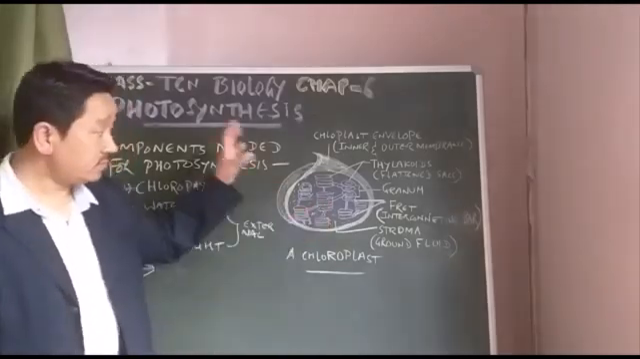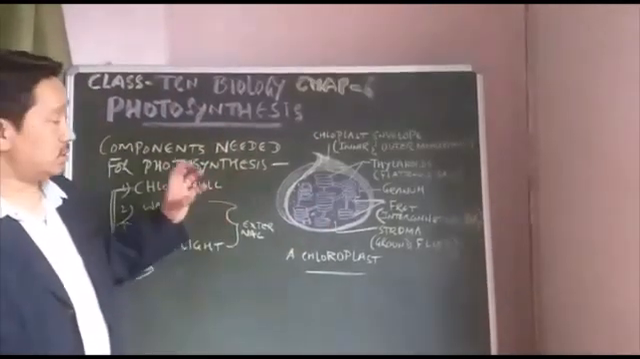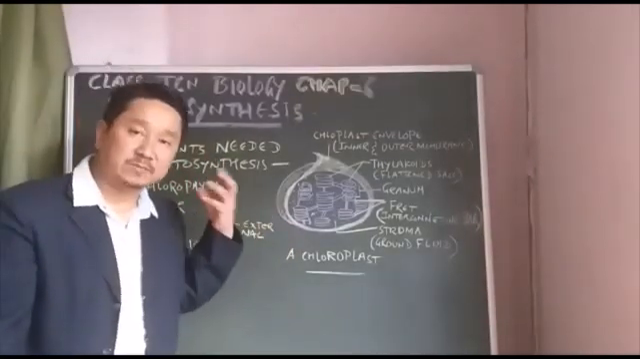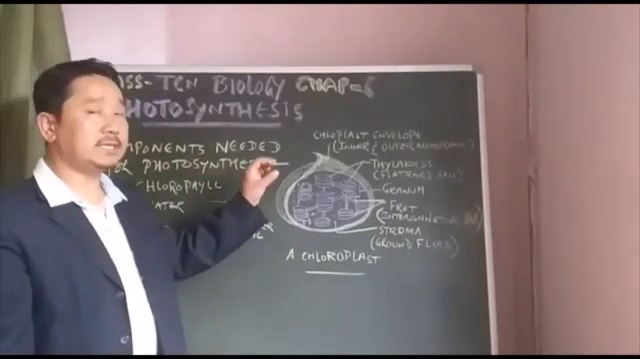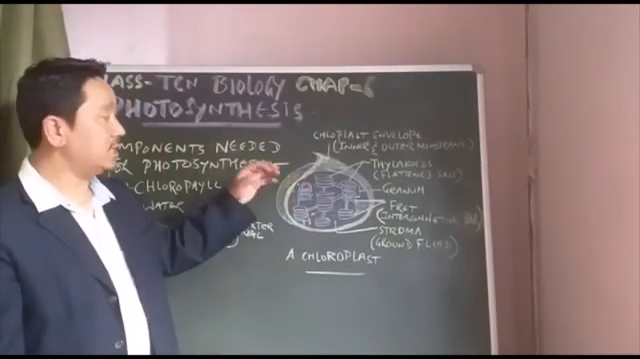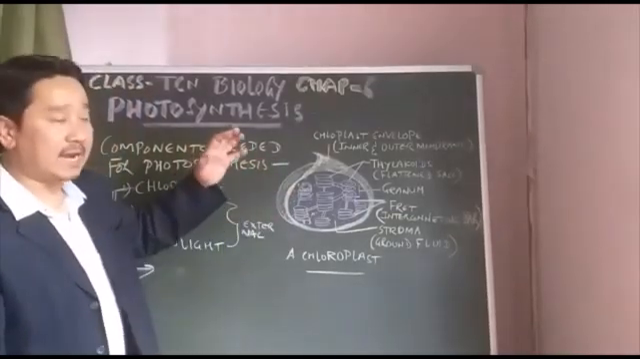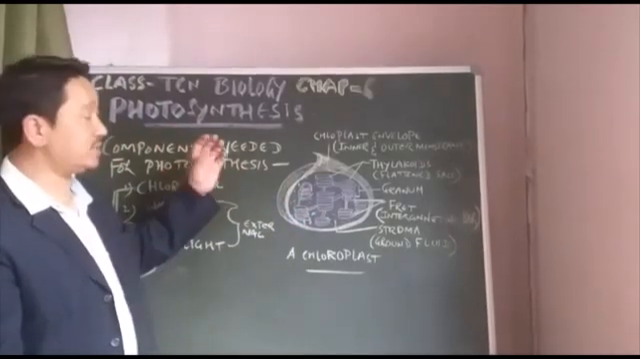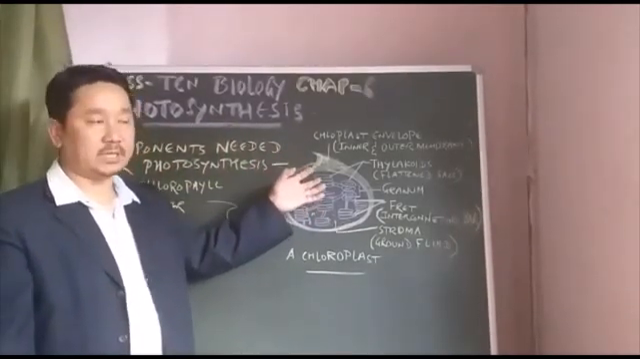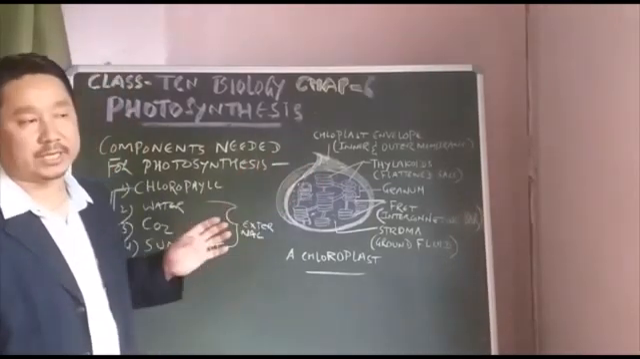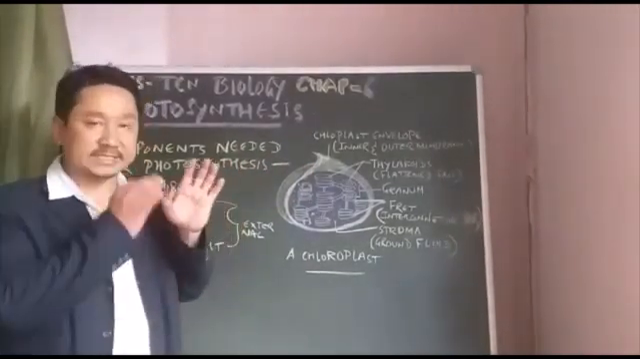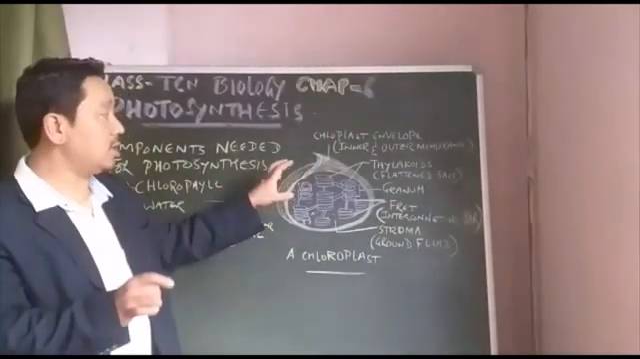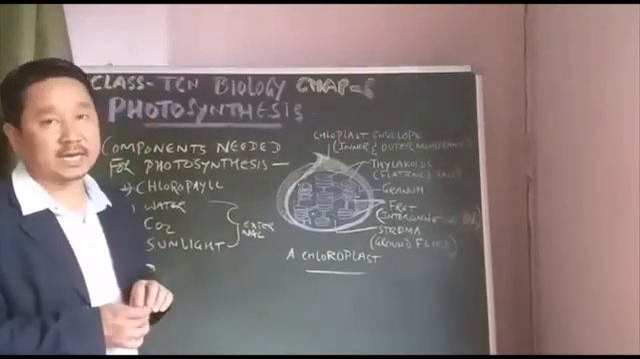About 40 to 50 chloroplasts are present in each cell. That means in each cell of the plant, in the region where it is found, it is not present everywhere, especially it is found in the leaves. It is mainly found in the leaves and also in the young stem of a plant. In those regions, in every cell, about 40 to 50 such chloroplasts are present.